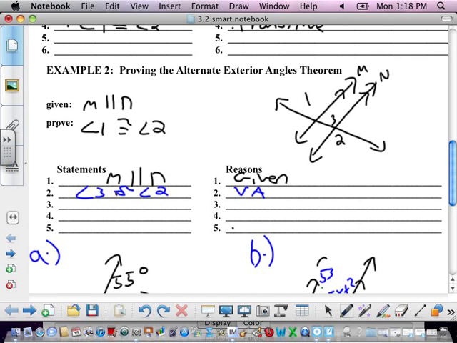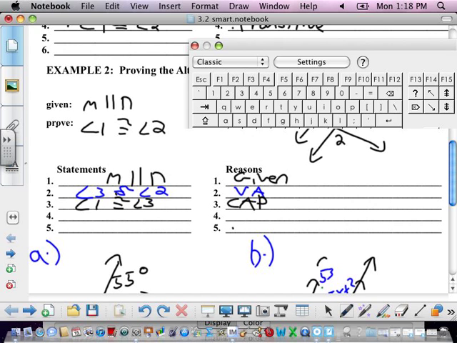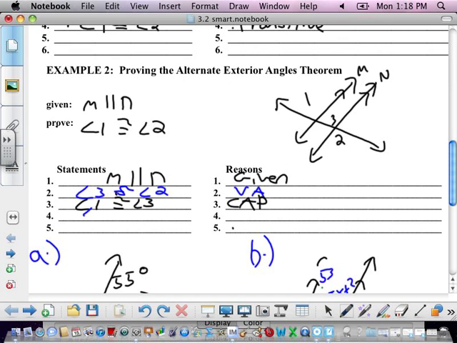Kyle? 1 and 3. By what? Corresponding angle postulate, CAP. By CAP. Okay, and then we know angle 1 is congruent to angle 2 by transitive. Or as Jeff says, substitution.